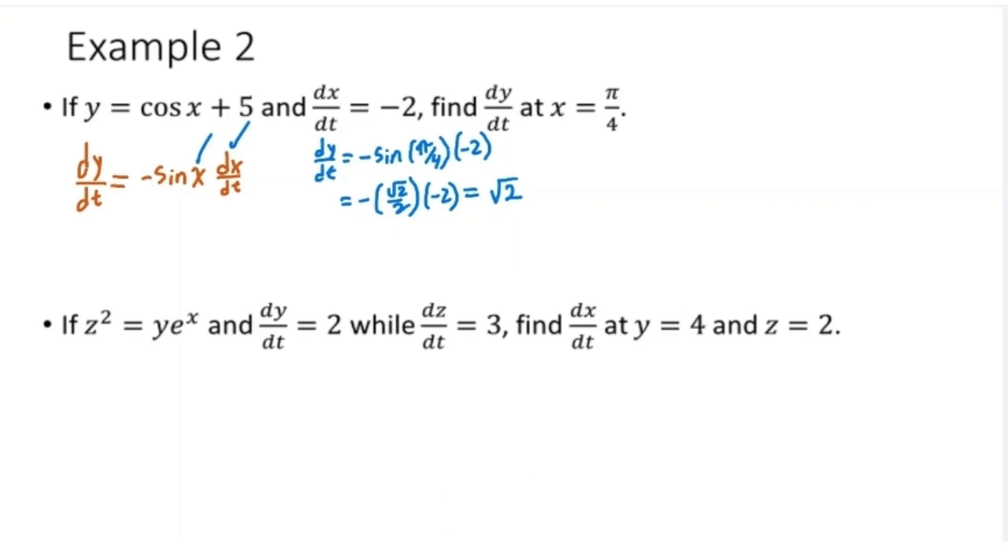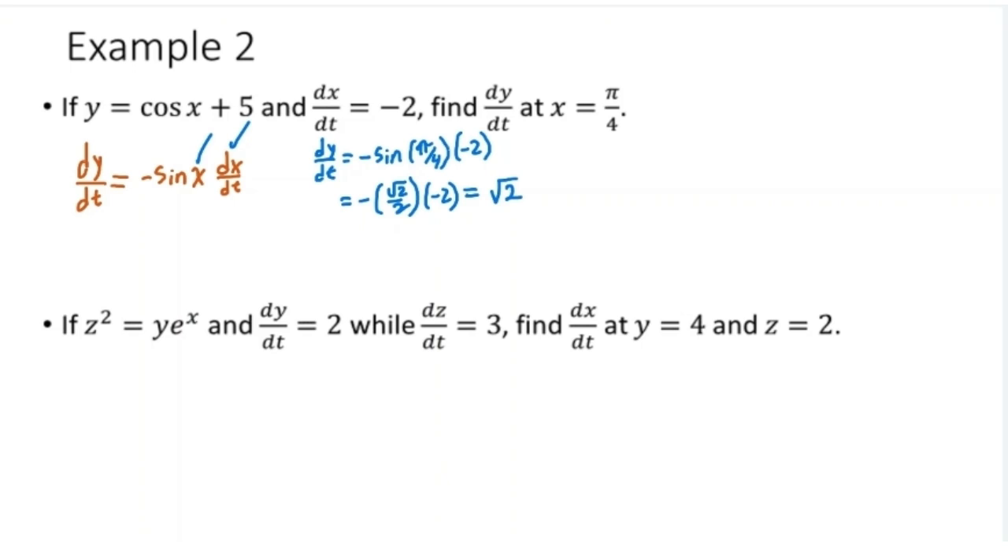In the next example, we're told that z squared equals y e to the x, and dy/dt equals 2, while dz/dt equals 3. We want to find dx/dt at y equals 4 and z equals 2. So from the three derivatives that we have, we see that z, y, and x are all functions of t. So we'll take our derivative of our equation implicitly.